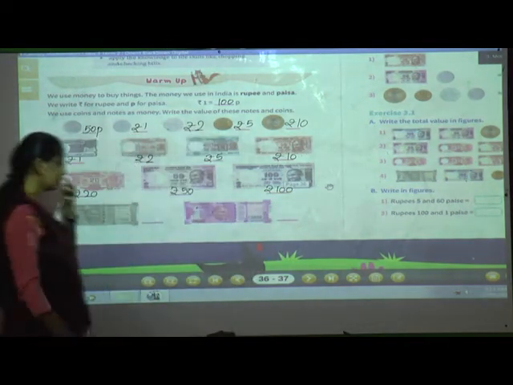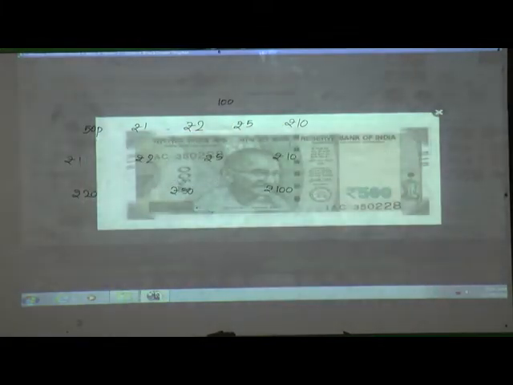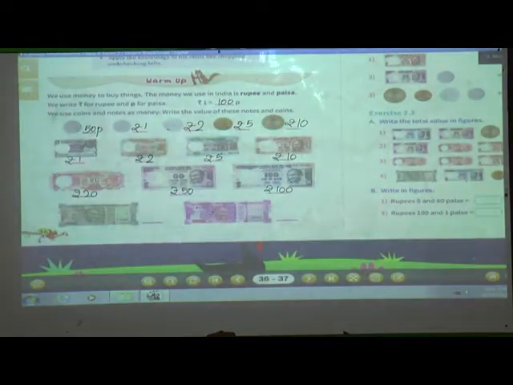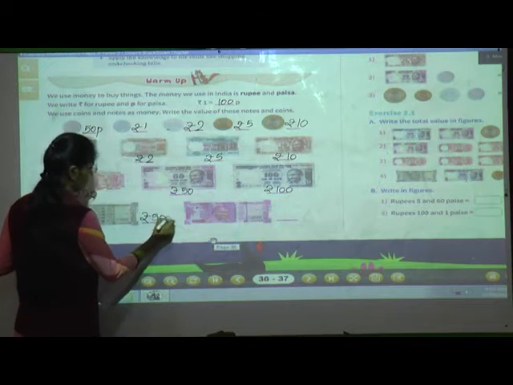Now here two more notes are there, which are new. See here, this is the note where you can see the number 500. So it is a note of 500. So here we will write rupees 500.